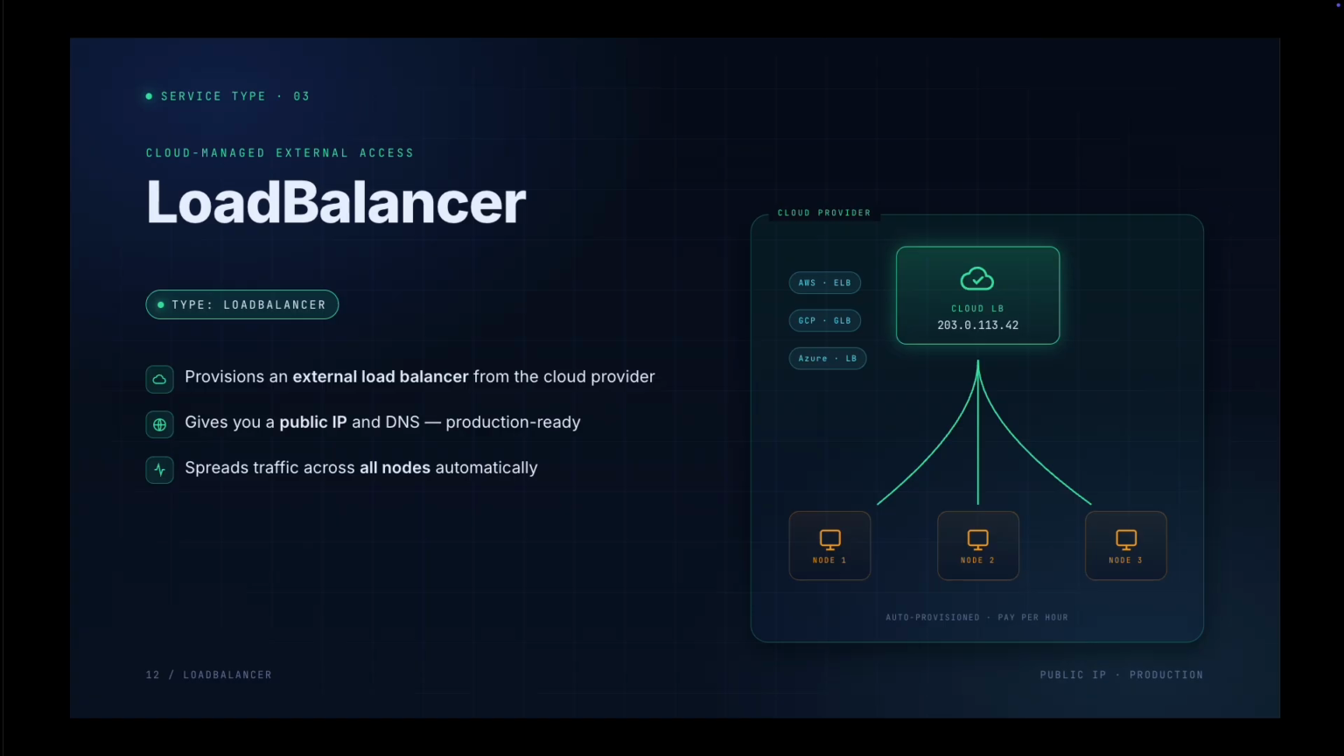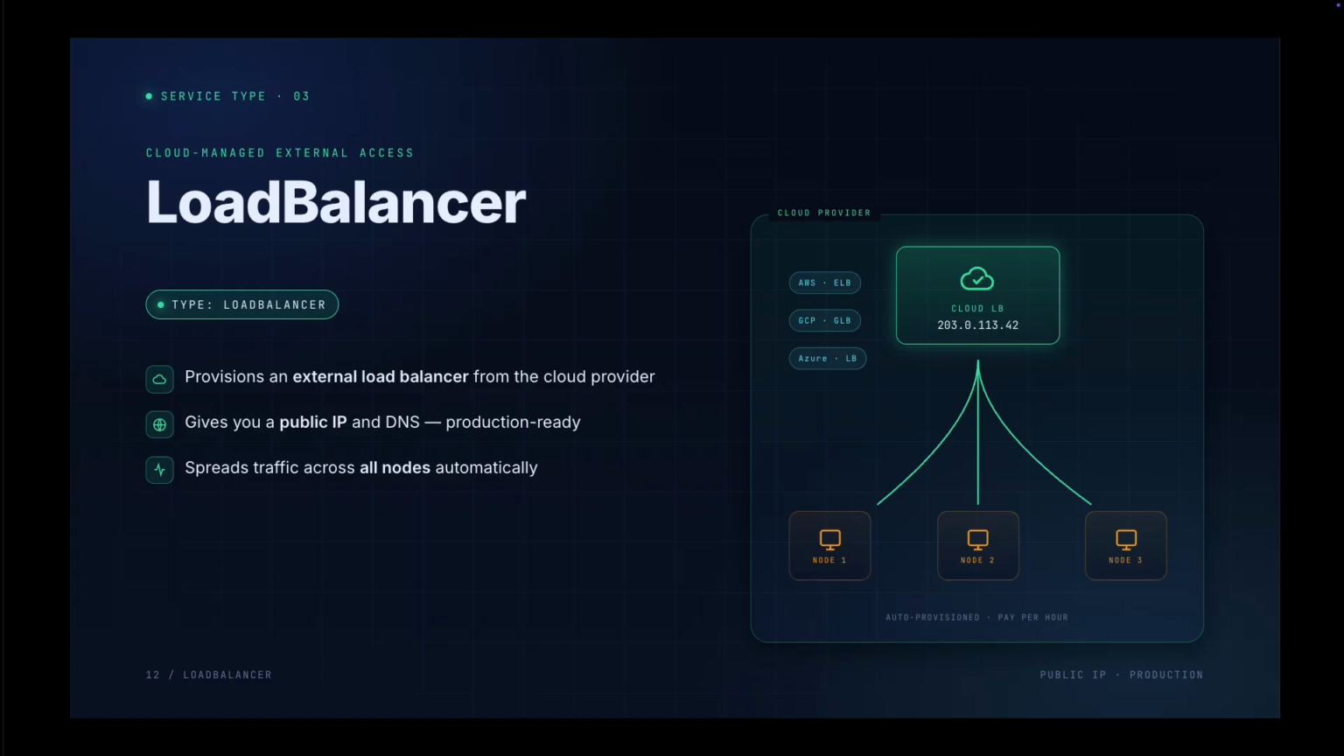NodePort allows external access to an application, but users still need to know a node IP address and a custom port number. In cloud environments, Kubernetes provides a more convenient option called LoadBalancer. When we create a service of type LoadBalancer, Kubernetes asks the cloud provider to provision an external load balancer automatically. AWS, Azure, and Google Cloud all support this behavior. The cloud provider creates a public endpoint and connects it to our Kubernetes service.